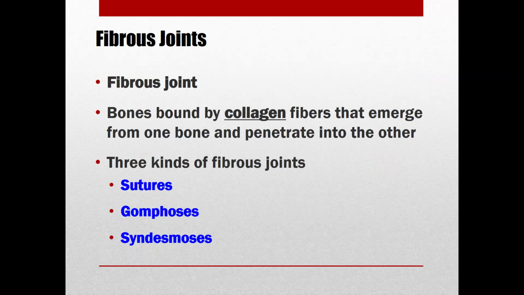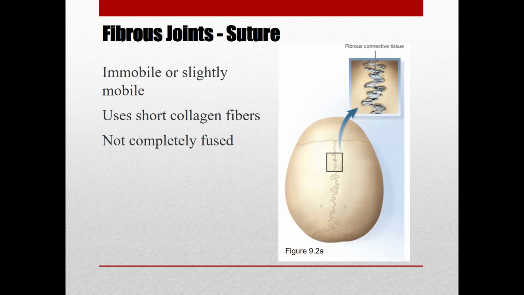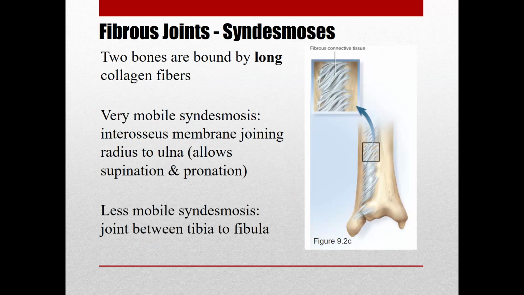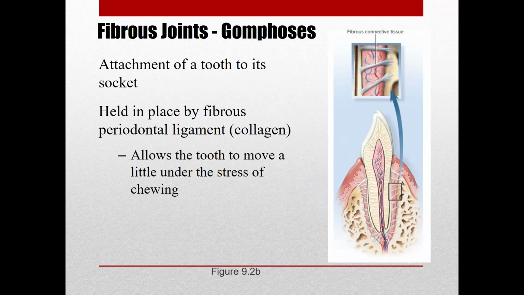Do we want to say where each of these are found? Where are your sutures found? Skull. Gomphoses, teeth, very good. Syndesmoses: this was between the radius and ulna, tib and fib. That sheet of ligament between radius, ulna, tib, fib. So there's a picture of the ligaments in the skull. There's a picture of your ligaments between tib and fib right there. See, no cartilage, just ligaments. This is why it's fibrous. And there are your ligaments in the teeth joints right there.